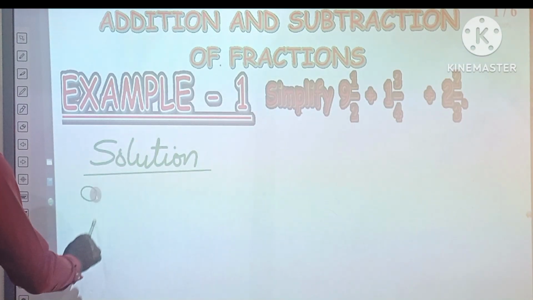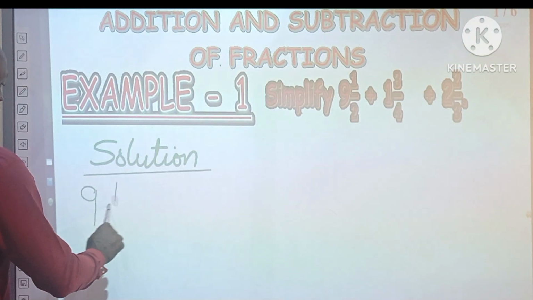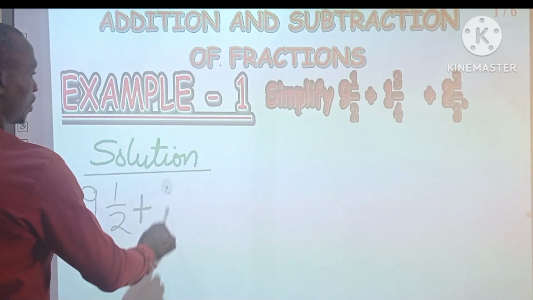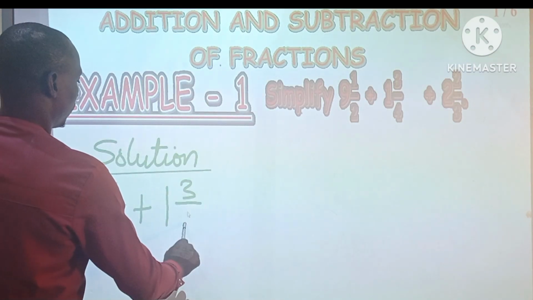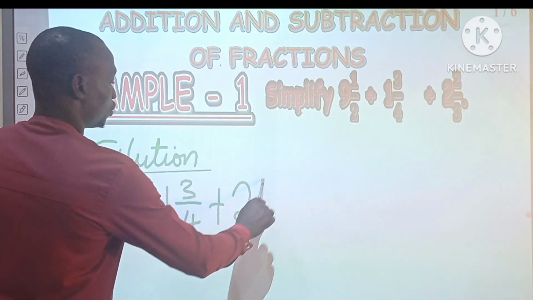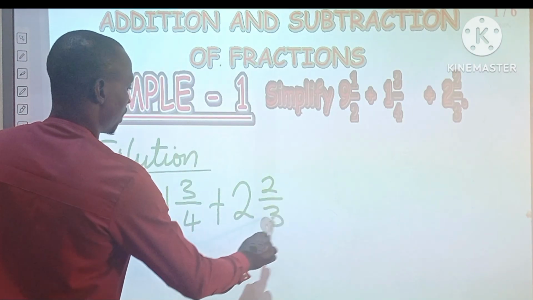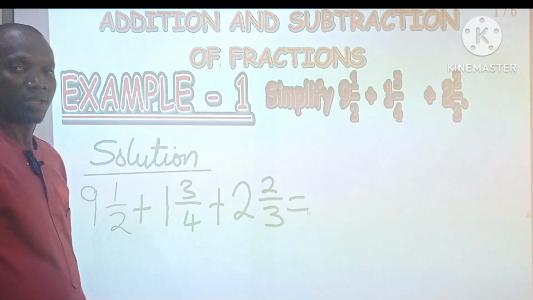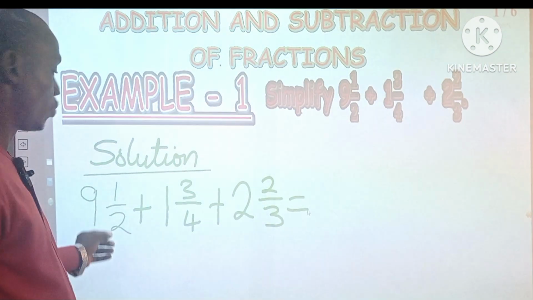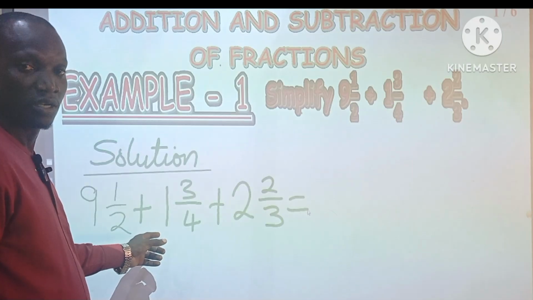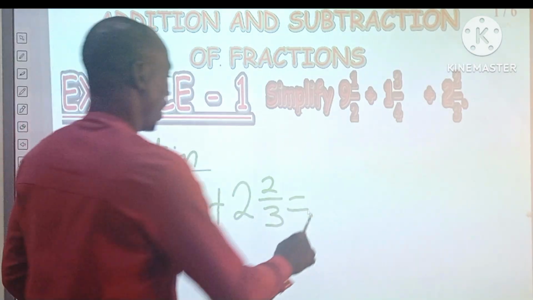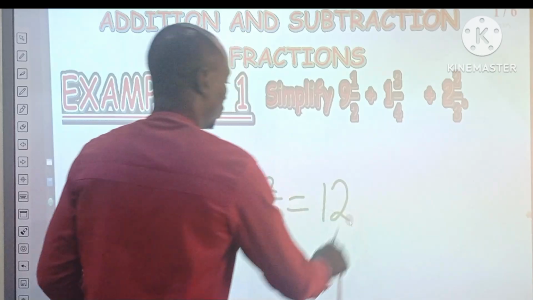So the question is 9 whole number 1 over 2 plus 1 whole number 3 over 4 plus 2 whole number 2 over 3. Now the first thing we must do is to work on the whole numbers. We have 9 plus 1, which is 10, plus 2, which is what? 12. So we have 12 whole number.